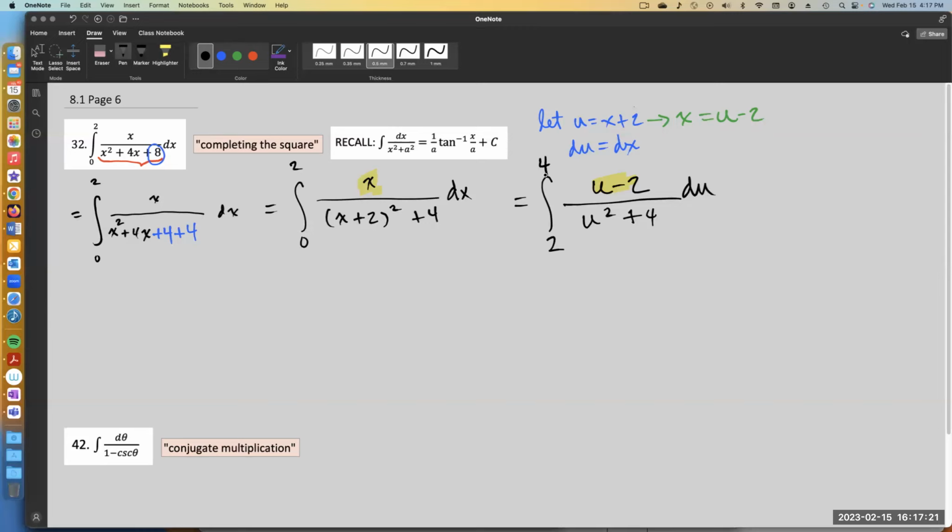And now what we're going to do is split the fraction. So we saw this on the last slide. If we have a numerator that has 2 terms, we can split the fraction. So I'm going to take this u squared plus 4, and I'm going to divide it into each part of the numerator. And when I put it into the second part, I'll factor out the -2. And this is going to go from 2 to 4 also.